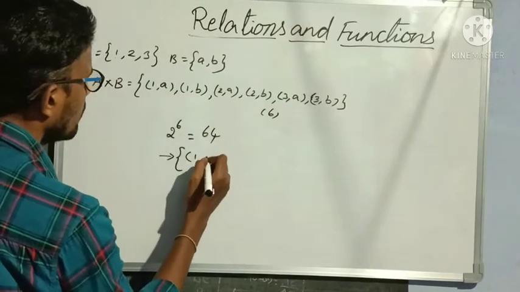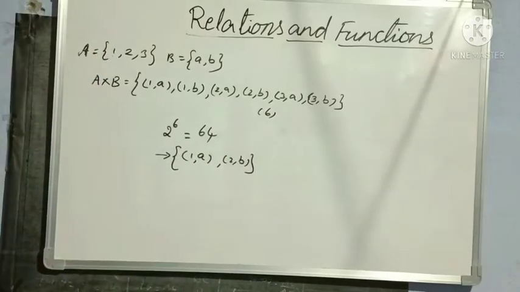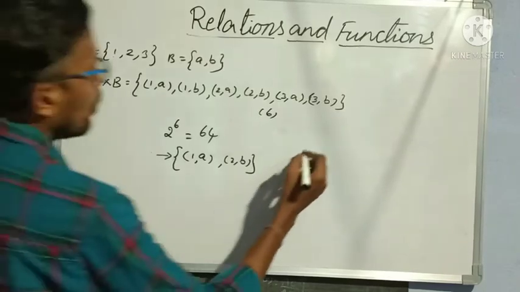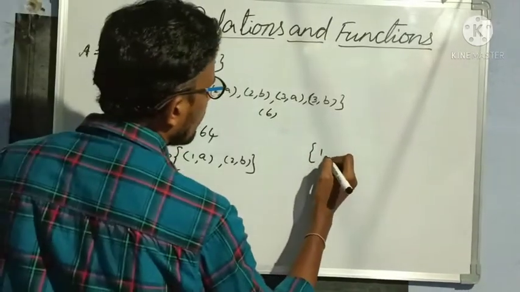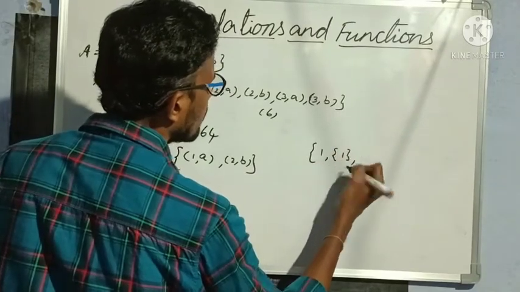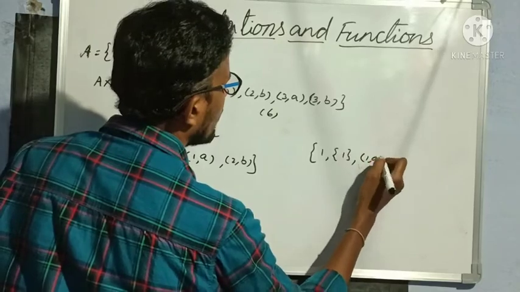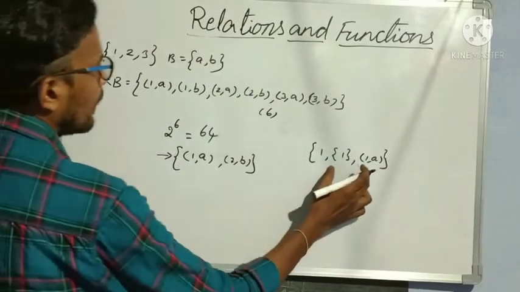Means for suppose I am writing {(1, a), (2, b)}. Is this a subset of A cross B or not? Okay, one more I will write here. You have to say whether that is a subset or not. So one more I am writing: {1, {1}, (1, a)}. Okay, is this set a subset of this A cross B?